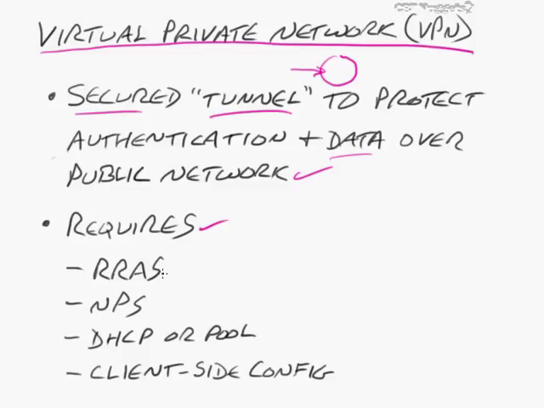Then it's going to require that you have routing and remote access installed, NPS, which we just looked at a few minutes ago, and then a DHCP server or a static pool of addresses that you want to dole IP addresses out to your VPN clients, and then client-side configuration, which isn't too hard either. So let me show you a few things that we've got in place to make that work.